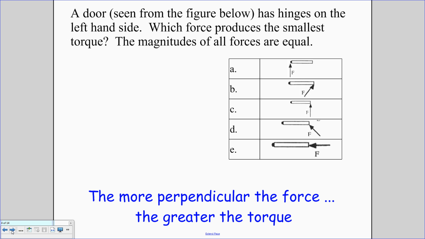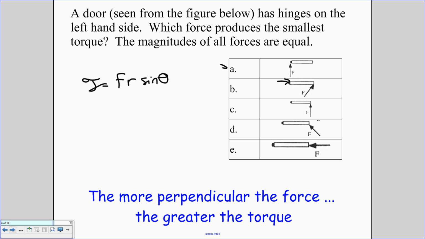Now here's a question. There's a door and it has hinges, and you can kind of see where the hinges are, like right there. They want to know which force produces the smallest torque. There are three things that affect torque. The size of the force. All these are feeling the same force, so that's not a variable. The other two are R and the angle: how far you are away from the hinges and what your angle is.